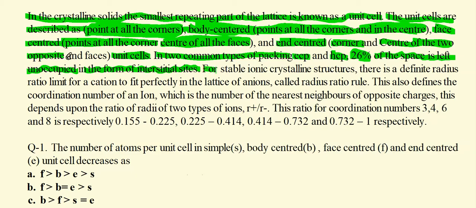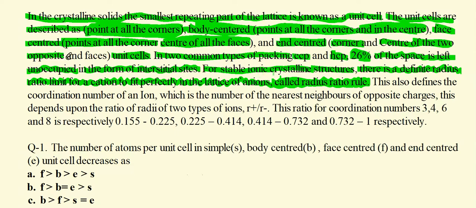Then, for stable ionic crystalline structures, there is a definite radius ratio limit for a cation to fit perfectly in the lattice of an ion. This ratio was known as the radius ratio. When the ratio of the radius of the cation to the radius of the anion is taken, that ratio is known as the radius ratio, and it gives the stability.